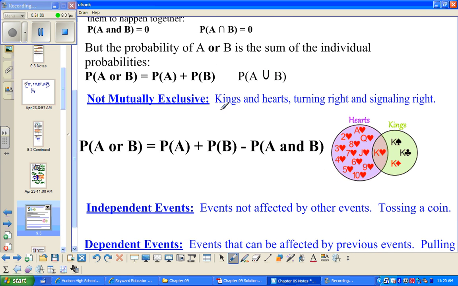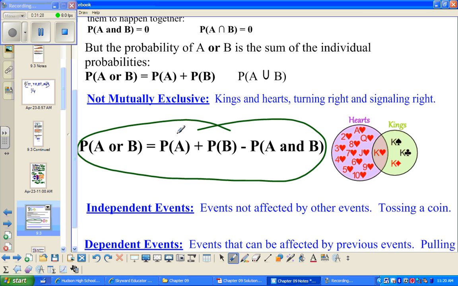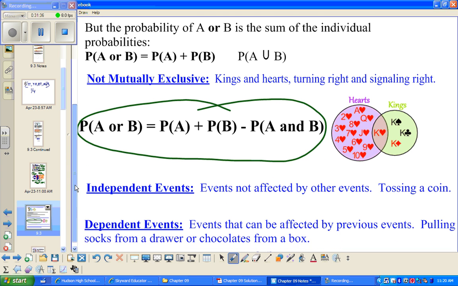If they're not mutually exclusive, like kings and hearts, or turning right and signaling right, those are examples of not mutually exclusive. They happen at the same time. So that's where we could use the probability of A or B happening. This is an example of that. They could happen at the same time, like hearts and kings. You can see how they overlap in that nice Venn diagram.